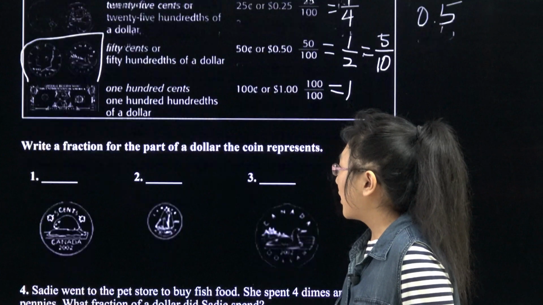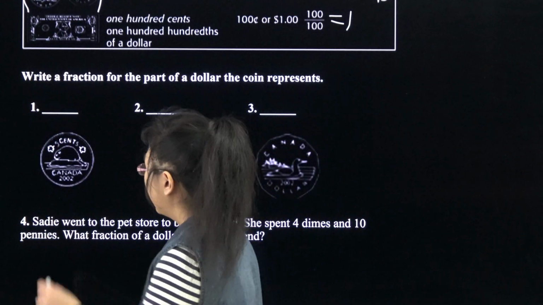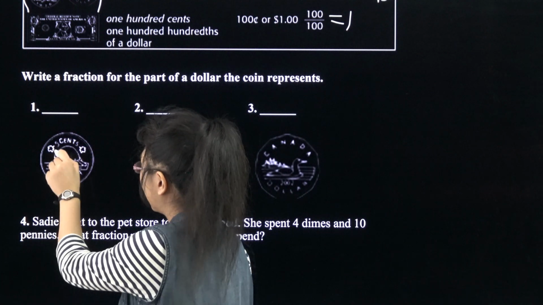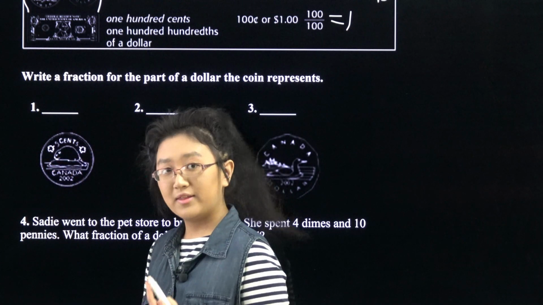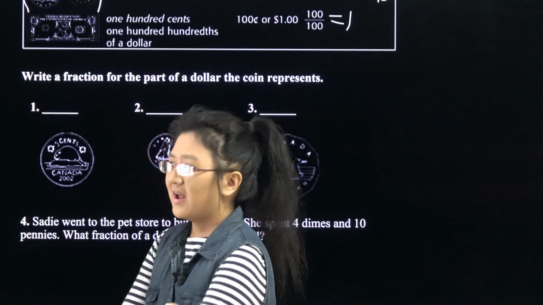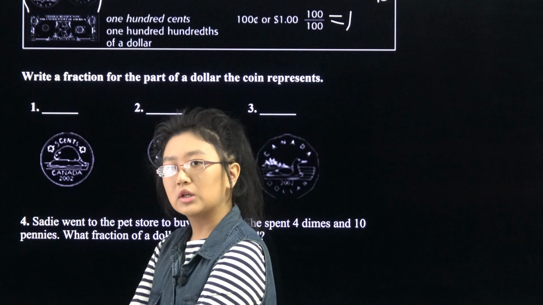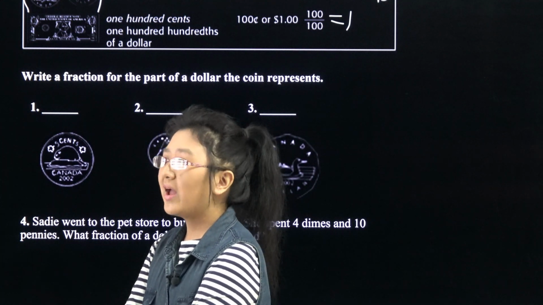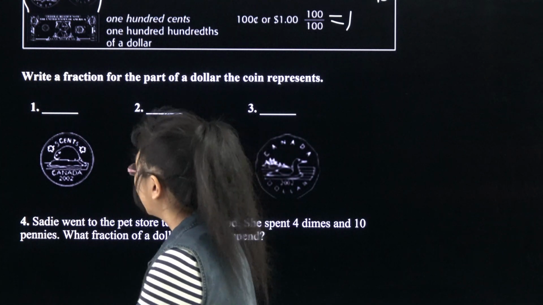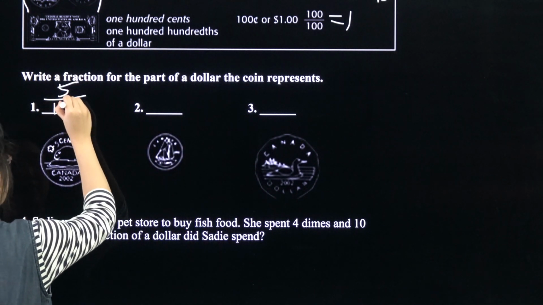Write a fraction for the part of the dollar that a coin represents. Now this one says 5 cents. It's a 5-cent coin in Canada, the nickel. Now, since 100 cents is equal to a dollar, that'd be 5 over 100. So that's a fraction. 5 over 100, 5 hundredths.